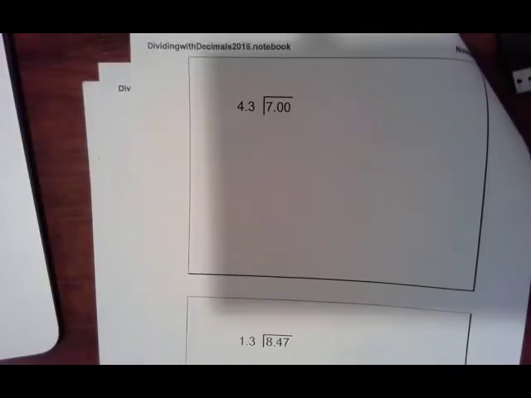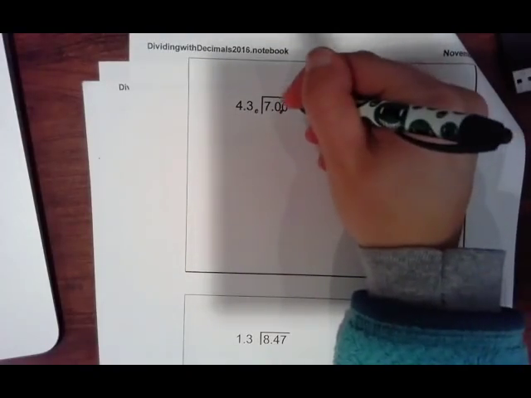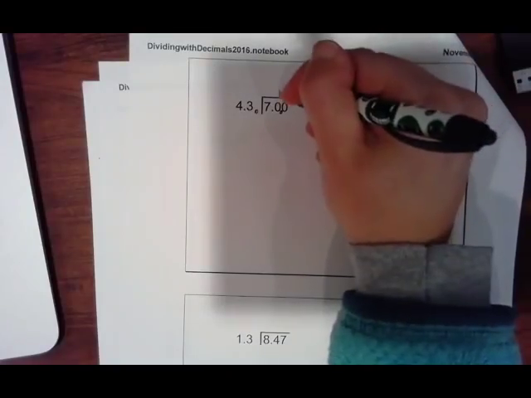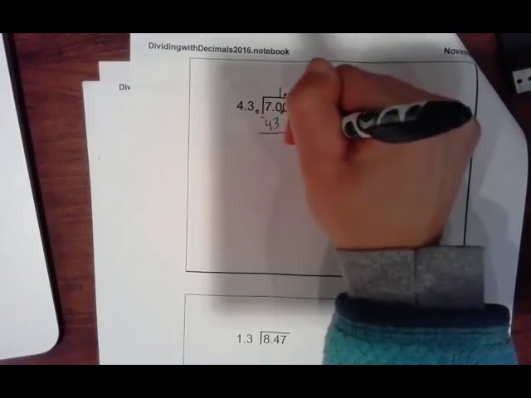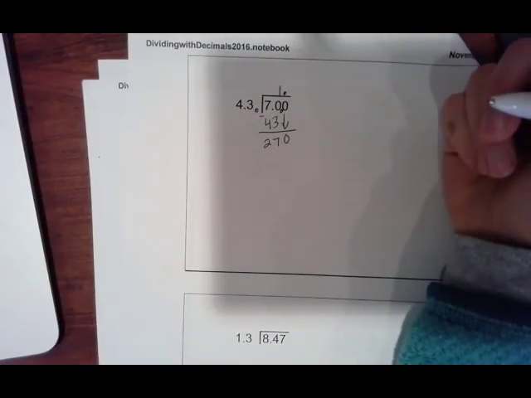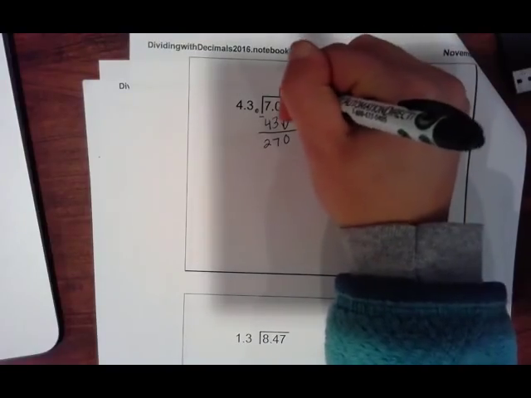Alright, these last 2, I'm going to change 4.3 to 43, and 7 to 70. If there's a decimal in the house, raise it to the roof. 43 can go into 70 only once. 1 times 43 is 43. Subtract, and we get 27. Bring it down and bring it on back. Divide. 43 can go into 276 times.